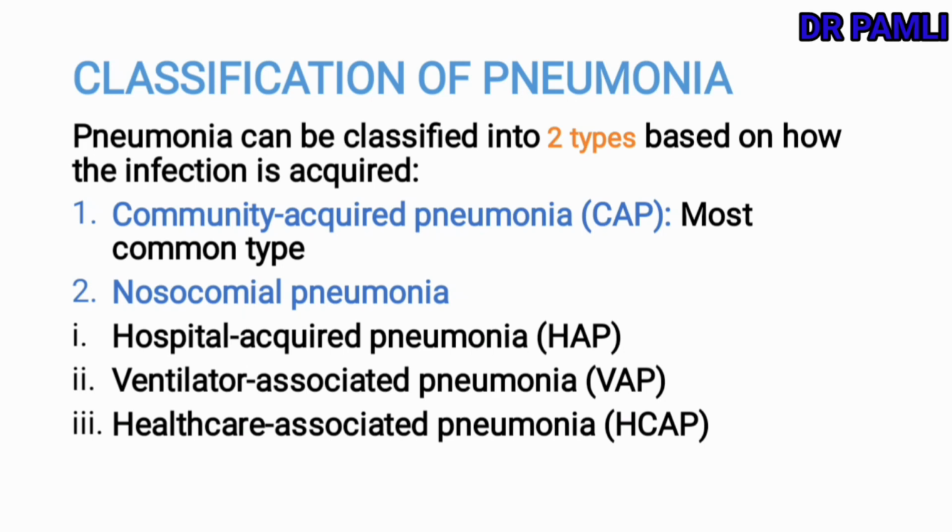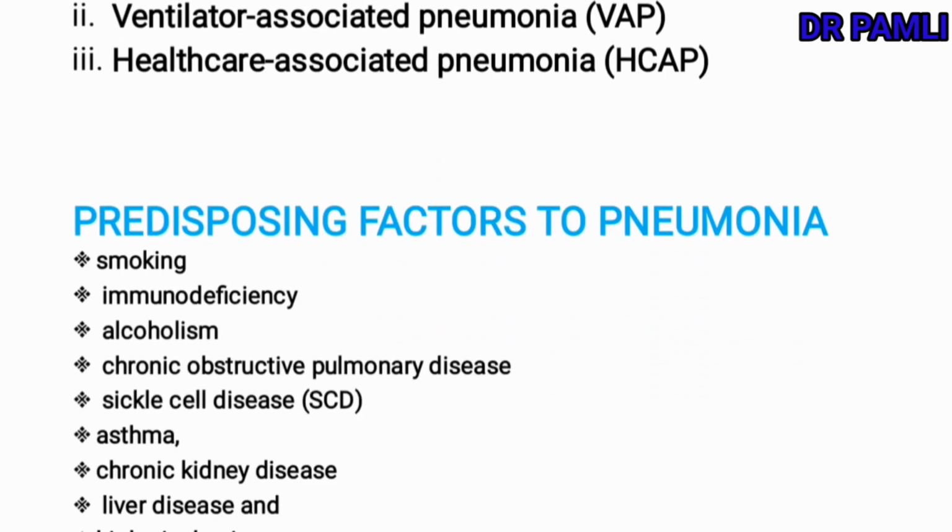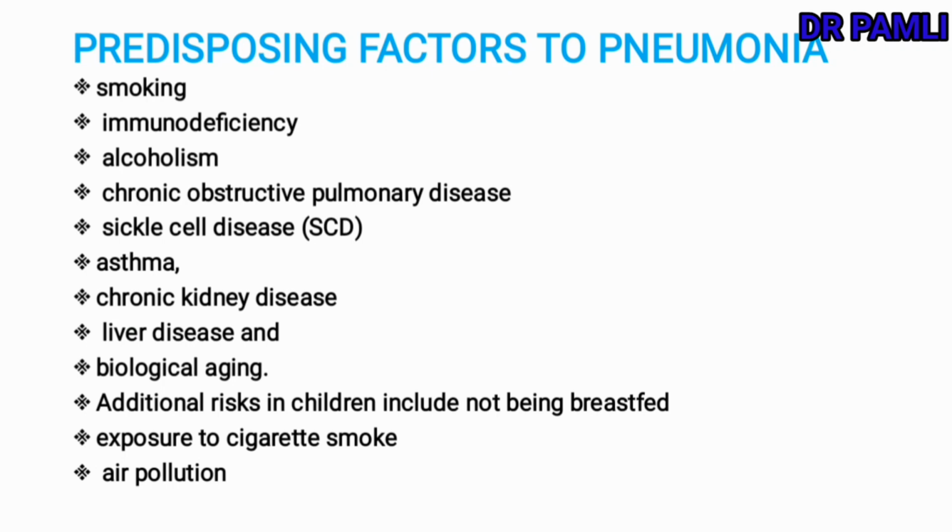Now, we classify pneumonia into two based on how the infection is acquired. Number one, we have community acquired pneumonia, that is CAP, and it is the most common type of pneumonia. Number two, we have nosocomial pneumonia, that is hospital acquired pneumonia, HAP. Ventilator associated pneumonia, those are people who normally acquire pneumonia while they are in ICU and using mechanical ventilators. Healthcare associated pneumonia.